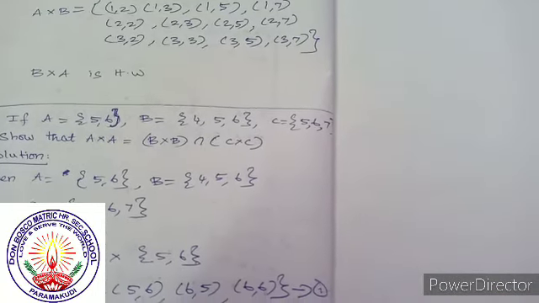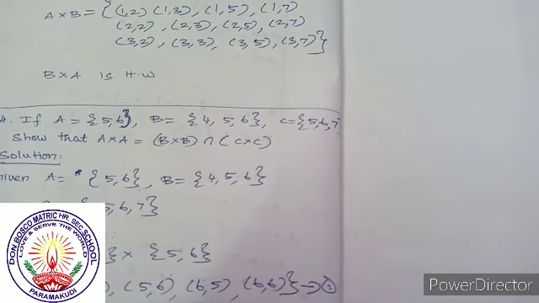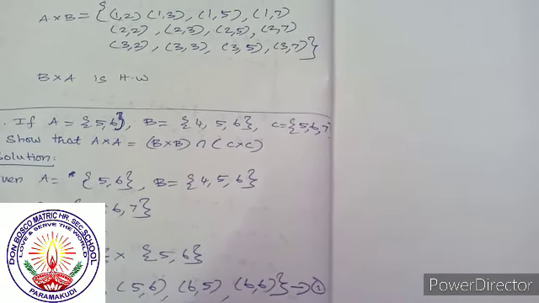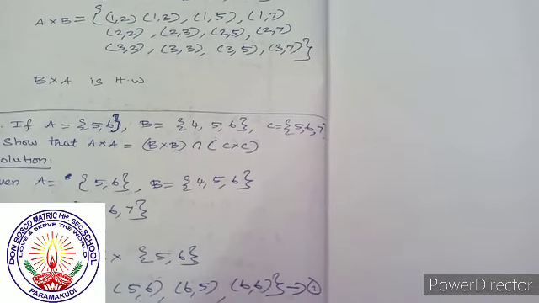Next question number 4. Question number 3 I have already told, the same model we have discussed in the example question. There A cross B is given, here in this question B cross A is given.